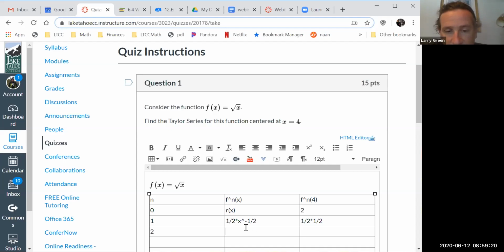If n equals 2, okay, then we have negative 1 over 2 times 1 over 2 times x to the negative 3/2. Any questions on that? Okay, and now what we're going to do is plug in. So we get negative 1 over 2 times 1 over 2, and then 4 to the negative 3/2 is the same as 1 over 4 cubed.